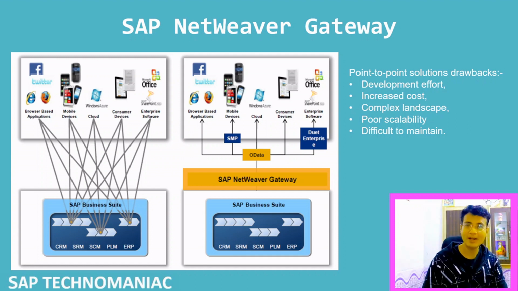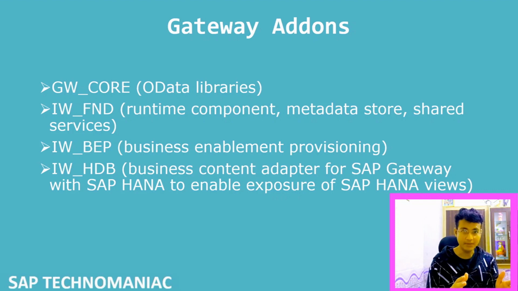So what are these add-ons? In SAP NetWeaver Gateway, if we add these four add-ons, then we can create the OData service and register it as well. One is GW_CORE, which contains the OData libraries. Second is IWFND, which we call the foundation as well. It gives us the runtime environment, metadata store and shared services. Third is IWBEP, business enablement provisioning. It will help us to develop the OData service. And fourth is IWHDB.